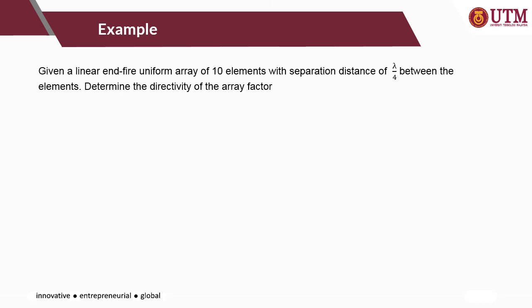Okay, let's have another example. Given a linear end-fire uniform array of 10 elements, n equal to 10, with separation distance of lambda over 4 between elements, so d equal to lambda over 4. Again, more or less the same configuration as the broadside array, but you need to make sure you read it carefully, because end-fire uniform will use a different equation compared to the broadside array. Determine the directivity of the array.